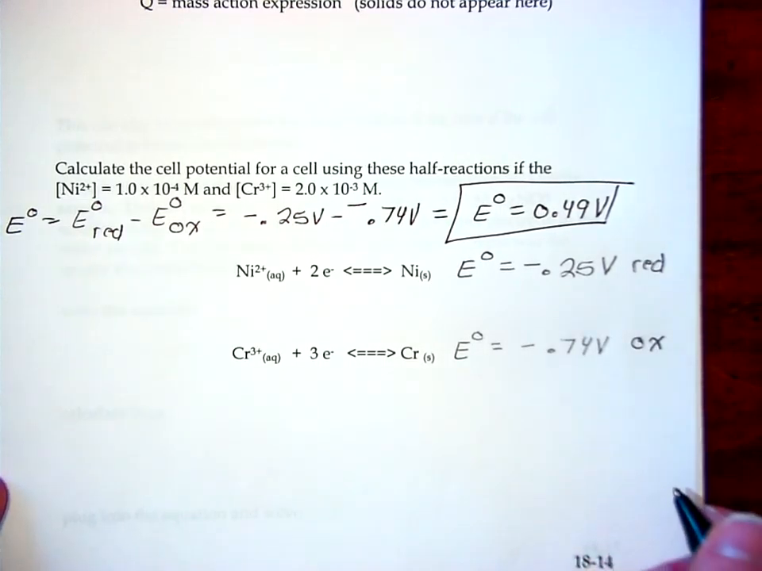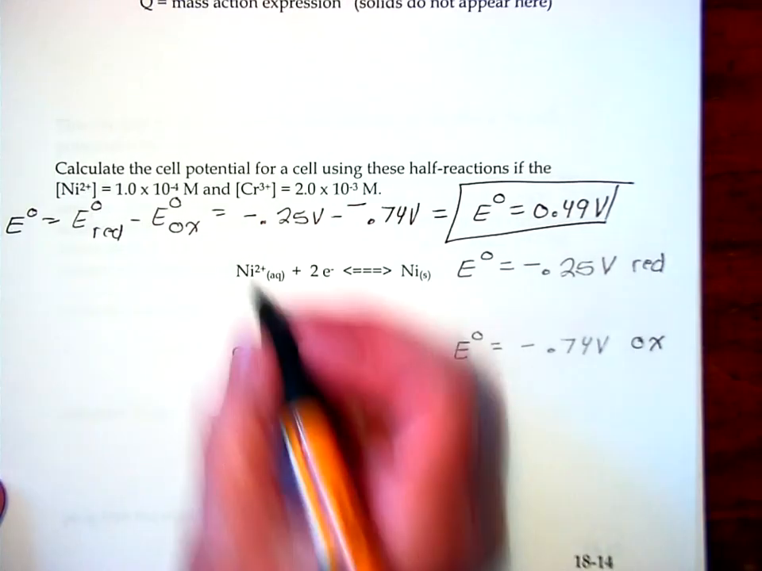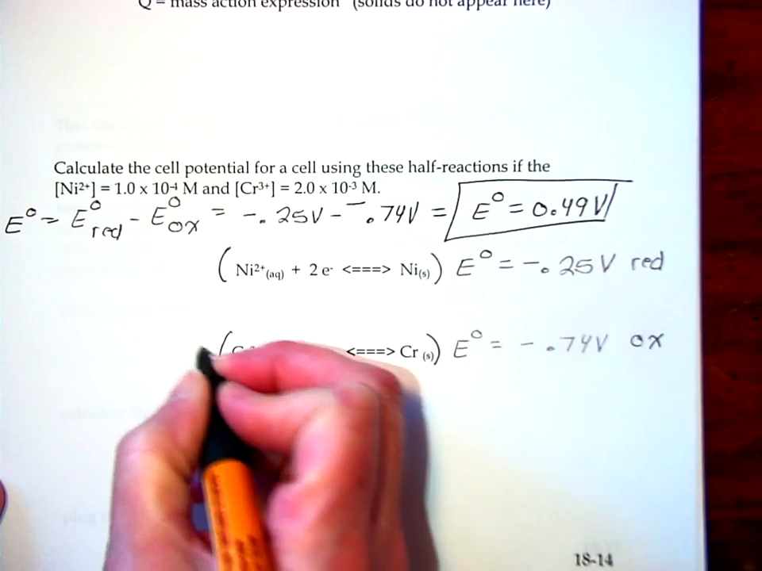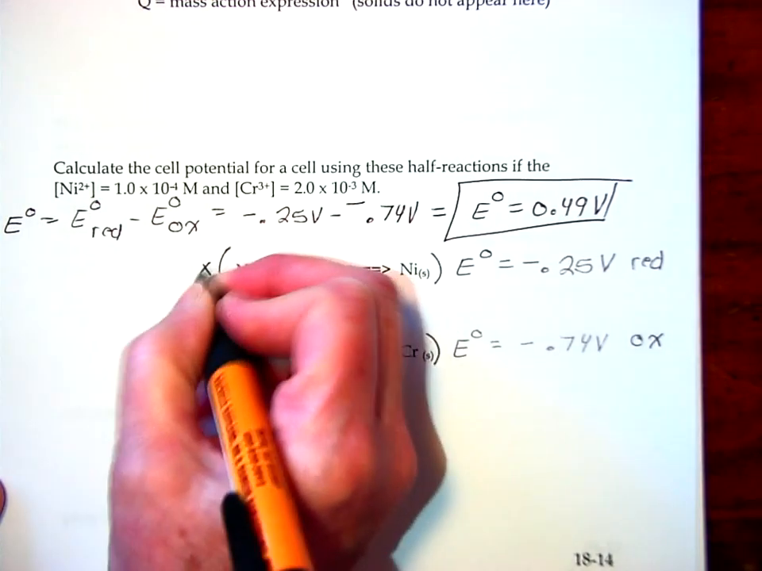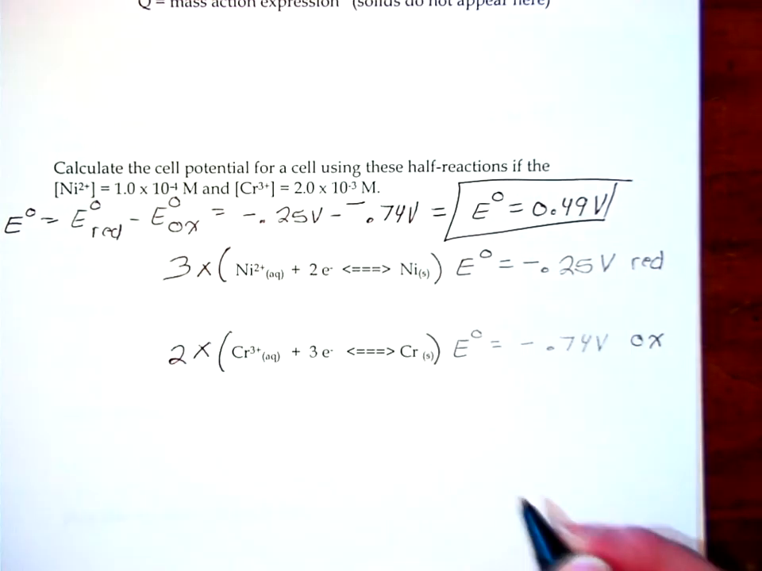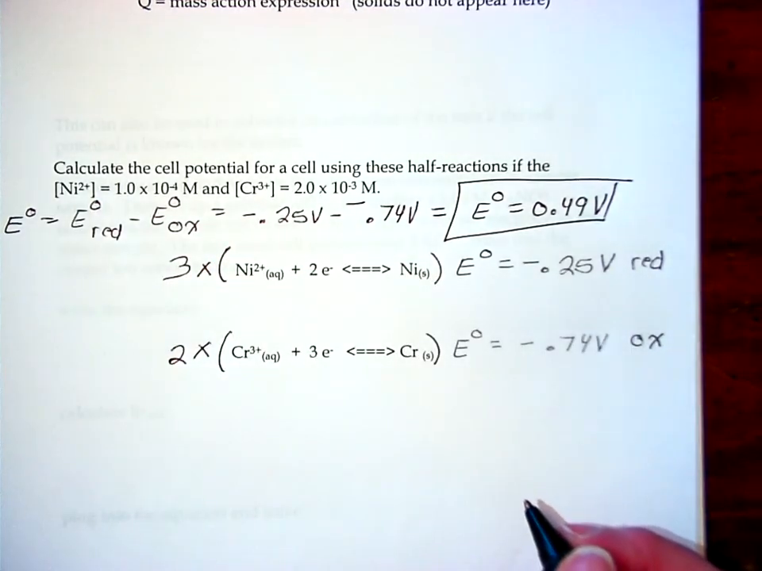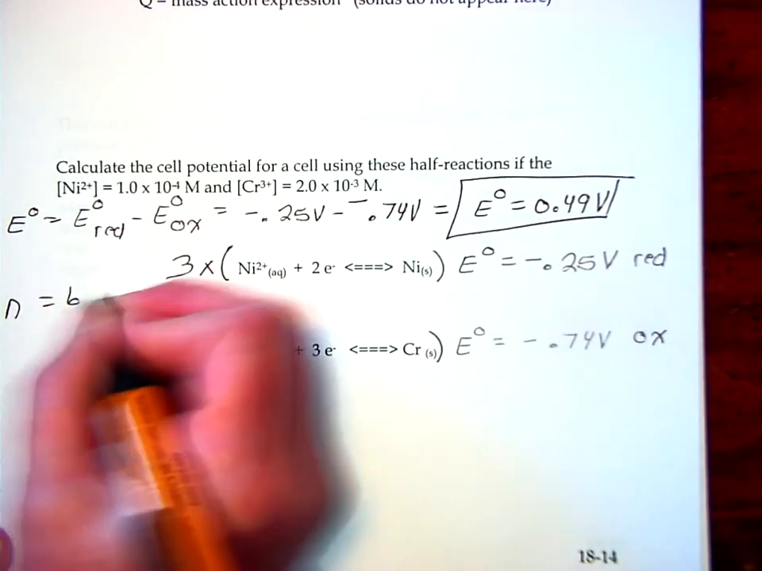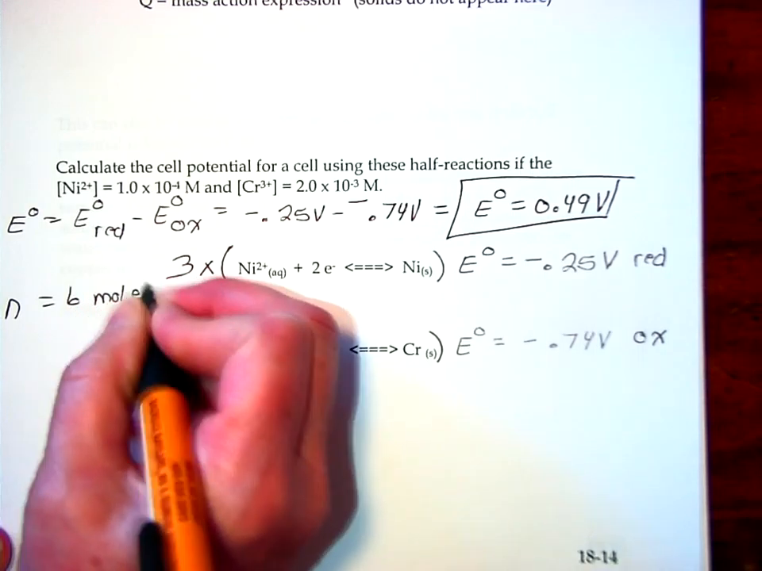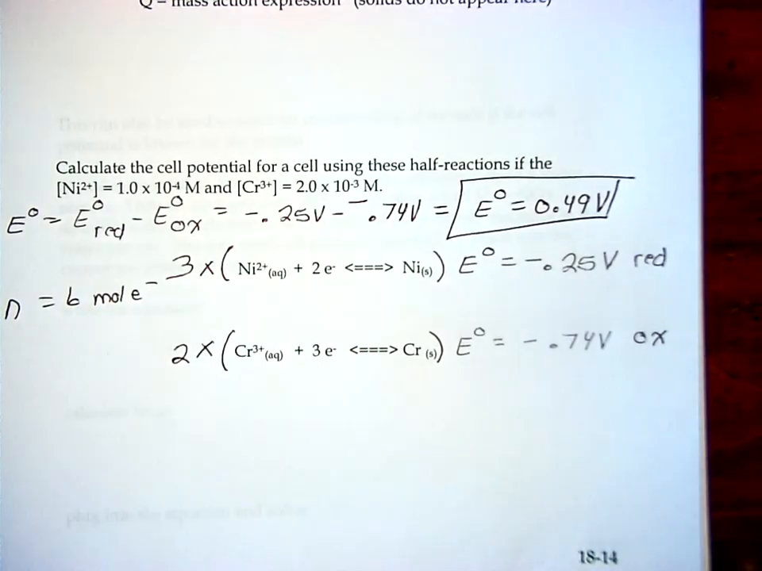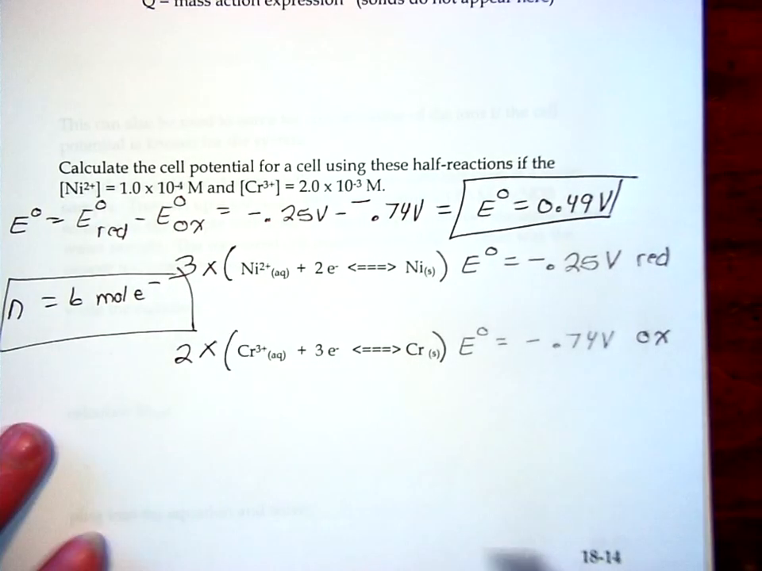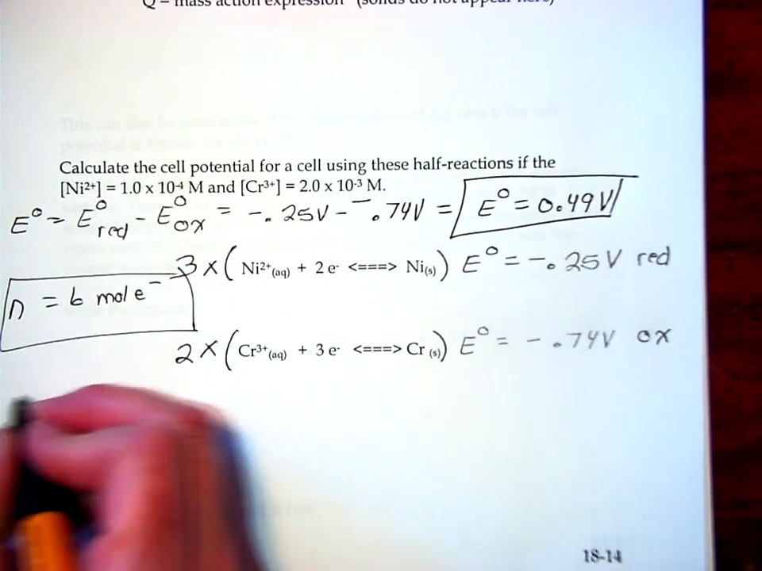Now, if we think about combining these two half reactions, we have 2 electrons here and 3 electrons in the chromium half. So we'd have to multiply the chromium half by 2 and the nickel half by 3. And that gives us 6 electrons in our overall chemistry. And then our N value will be equal to 6 moles of electrons. So we know the N, we know the E0. Now what we need is to find Q.